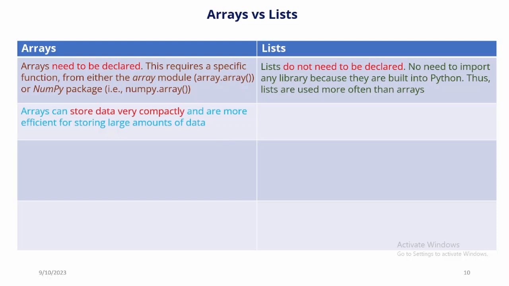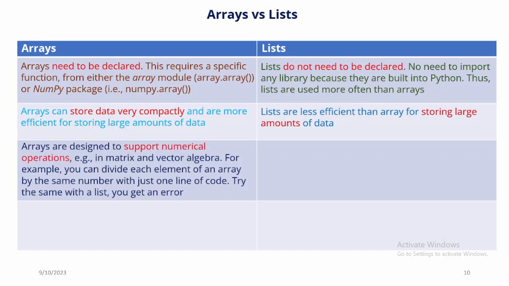A second difference is arrays can store data very compactly, and they are more efficient for storing large amounts of data. Lists are less efficient than arrays for storing large amounts of data. Arrays are also designed to support numerical operations, for example, in matrix and vector algebra. For example, you can divide each element of an array by the same number with just one line of code. We see an example of that.